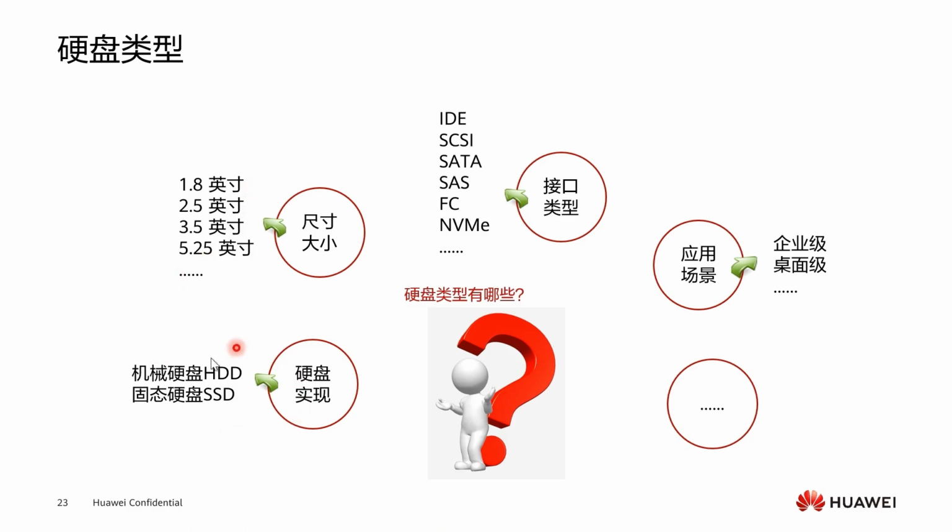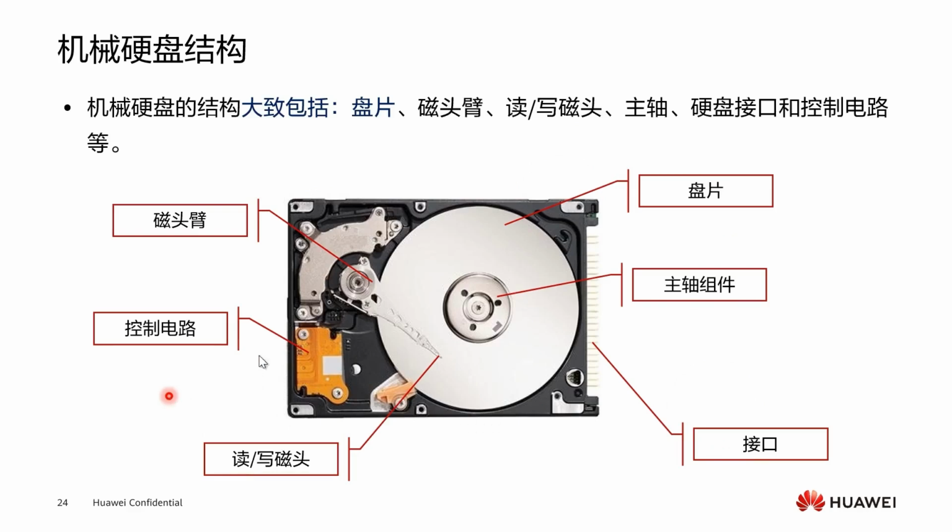According to the implementation of the hard disk, it can be divided into mechanical hard drives and solid-state drives. The structure of a mechanical hard drive is roughly divided into platters, magnetic head arms, read-write heads, spindles, hard disk interfaces, and control circuits, etc. The platter is covered with magnetic material.